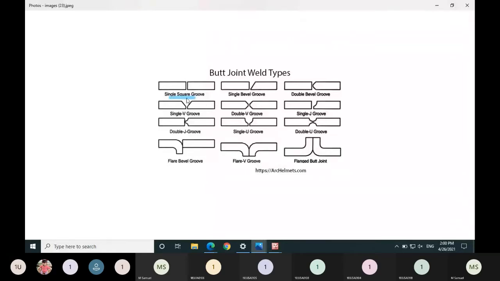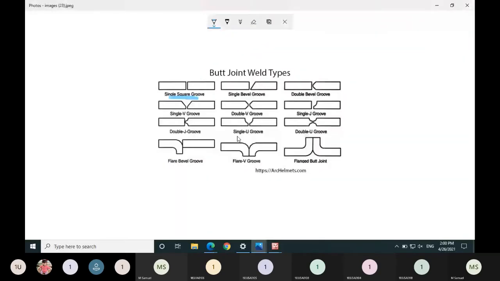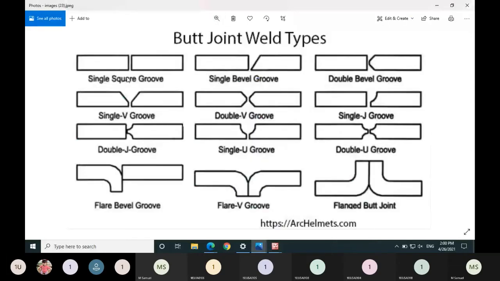So the first one is single square groove. Square groove, yes, because there is no cut. So when I do a weld, let me zoom in, right. In this first case, single square groove, we say it is a single groove weld because when you weld, the groove is of a square shape.